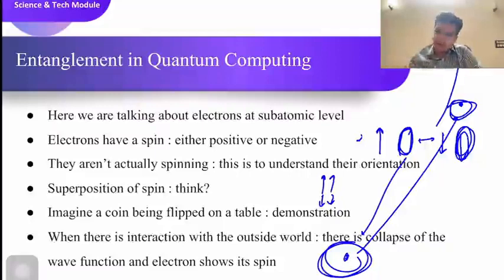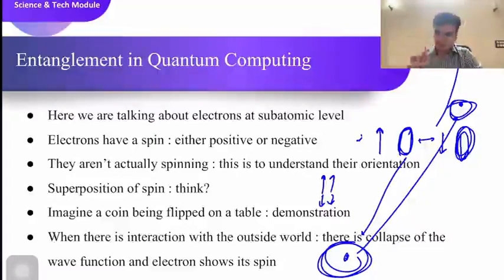This is exactly what happens with the electron. Electron has a superposition of positive and negative spin. As soon as I look at it, as soon as I interact with the outside world, this will stop and I will see only one spin. This is like the coin is spinning and I stopped it here. The second case would be that the coin is spinning and I let it spin, then it would be superposition into both positive and negative spin. This is superposition. I hope this much is clear.